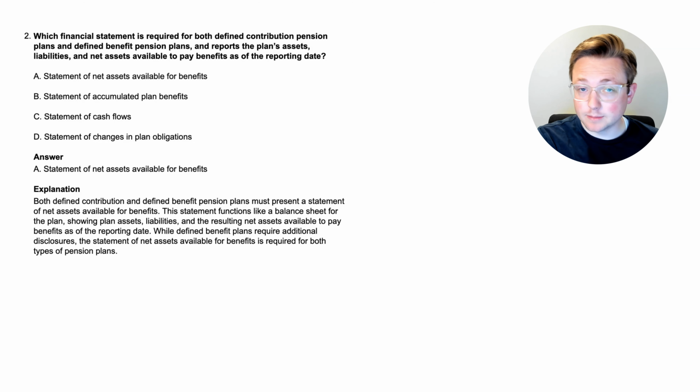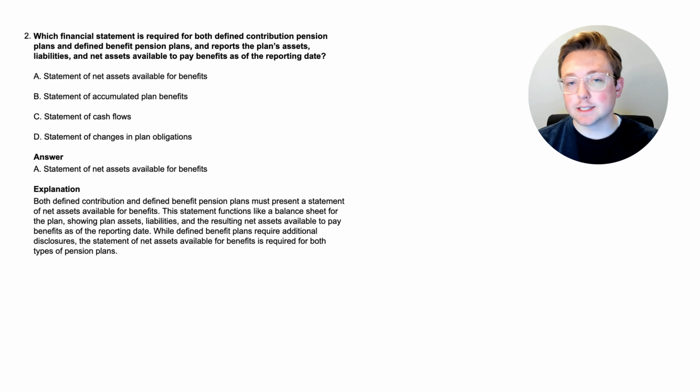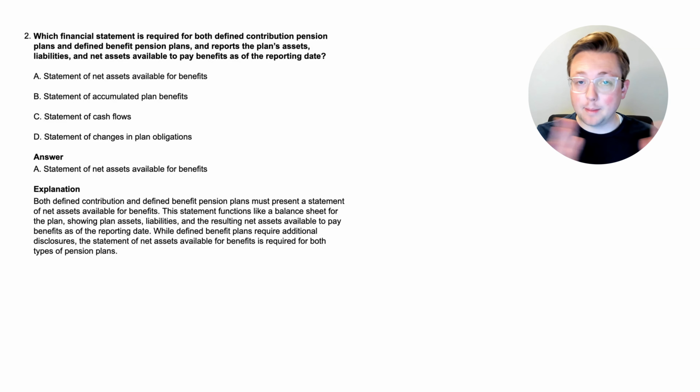So kind of like an income statement and a balance sheet. And it kind of says that right here. This statement functions like a balance sheet for the plan, showing plan assets, liabilities, and the resulting net assets available to pay benefits as of the reporting date. Because remember, a balance sheet is as of a specific date. An income statement is over a period of time, like what happened over a period of time.